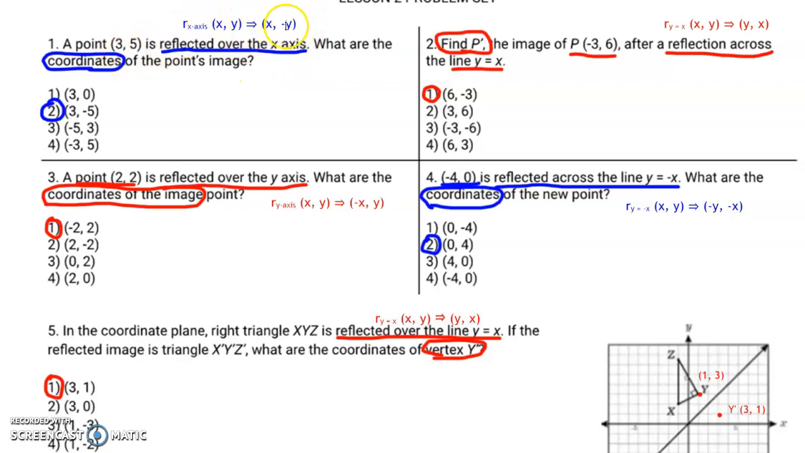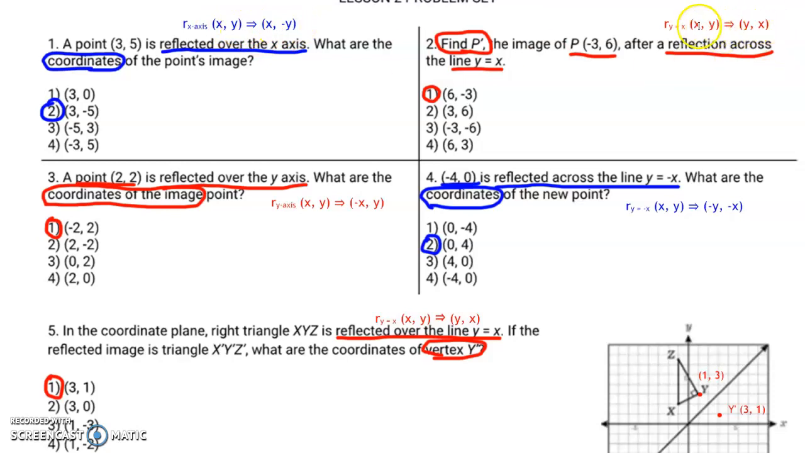Incidentally, inside of the rule, if there's a negative value, for example, (x, y) becomes (x, -y), all that means is we're going to take the y value, the original y value, and switch its sign. If it happens to be positive here, it becomes negative. If it happens to be negative originally, it does become positive. So here, (3, 5) becomes (3, -5). We switch the sign of the second value.